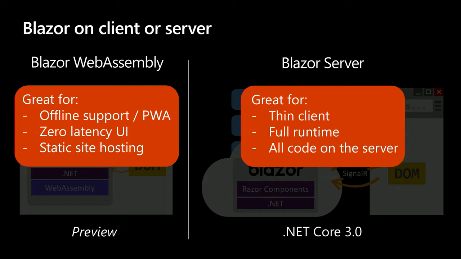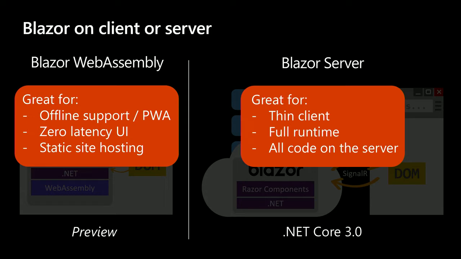It's also really good if you want to take advantage of static site hosting, because a Blazor WebAssembly app is actually, when you build it, just a bunch of static files. You can copy them onto GitHub Pages or to Azure Static Site Hosting or wherever you'd like, because you don't actually need to have .NET or any server piece running at all. It's completely client-side.